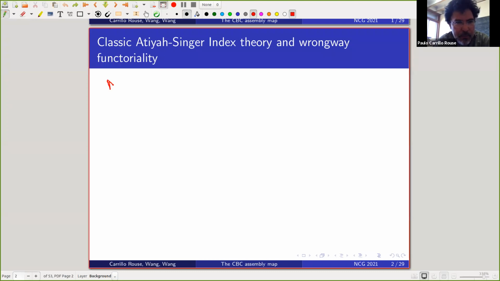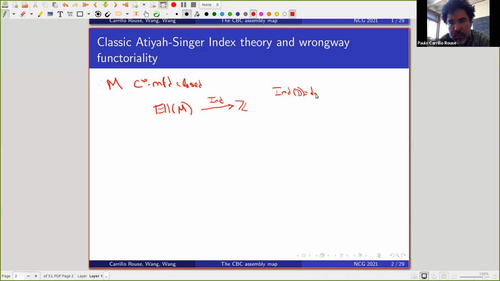So if you take a compact manifold, just also for young people, I think it's okay to see this. If you have elliptic operators on this manifold, then it is classic that you have a Fredholm property. That means that given an operator, you have a Fredholm index, which I recall is just the dimension of the kernel minus the dimension of the cokernel.